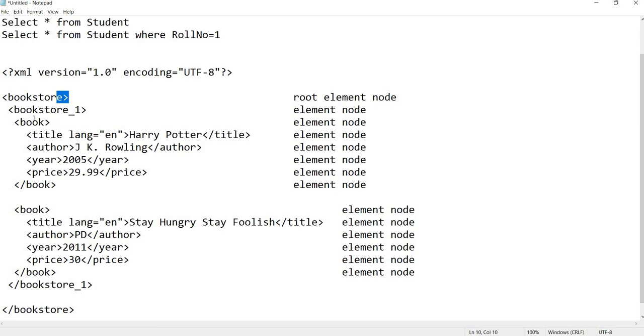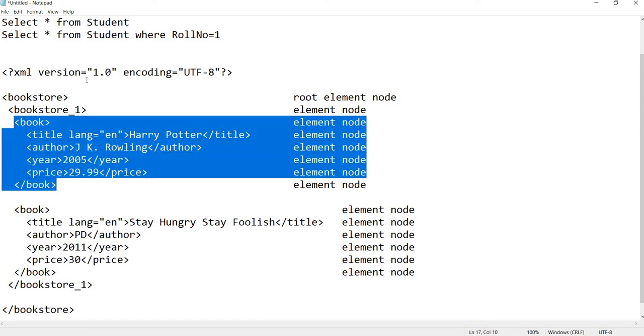Okay, now let's talk about the child hierarchy. If I say this bookstore's child, who is the bookstore's child? Child means always the immediate child, not grandchildren. So who is the immediate child? Bookstore underscore 1 open, bookstore underscore 1 close. So this is the immediate child, right? You can see bookstore underscore 1 is the element which this bookstore contains. But does that mean these elements don't have any relationship with the bookstore? No, they do have, but they are child's child.